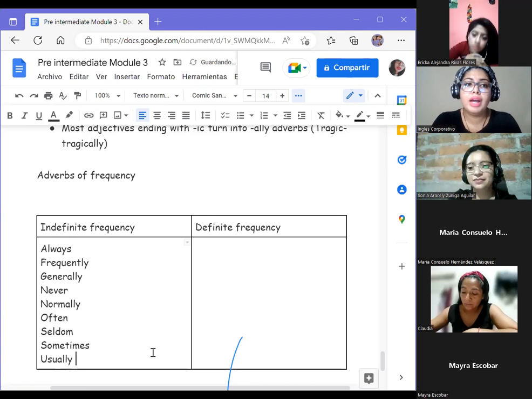In this case, we have just some examples of these words. But we can divide these indefinite words into two categories, the positive connotation and the negative connotation.